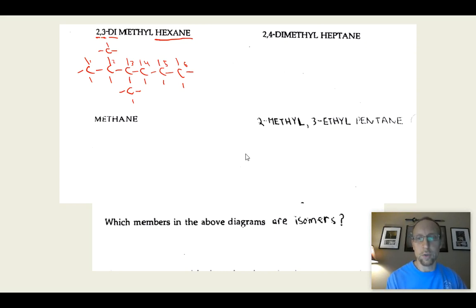Pause the video, give those a whirl. Draw the main chain first, and then put your branches in the appropriate place.